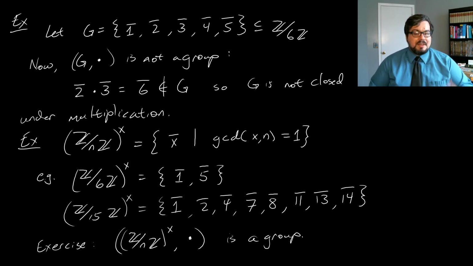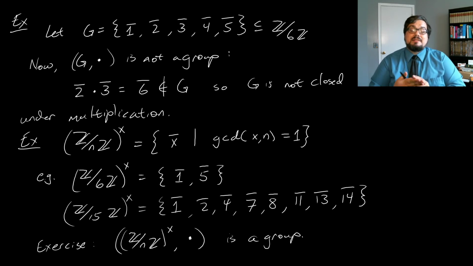So to check that this is a group, you've got to do a few things. You have to show that multiplication is well defined. You have to show that it's closed. You need to show that if I take two elements in this Z mod nZ cross and multiply them together, I still get something that's in Z mod nZ cross. In other words, if I take two things that are relatively prime to n and multiply them together, I should get another thing that's relatively prime to n.